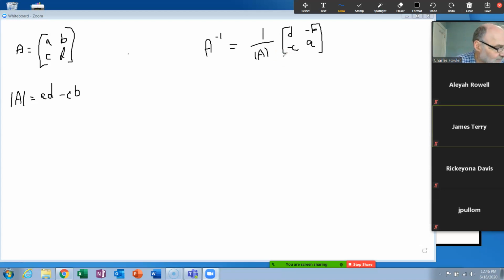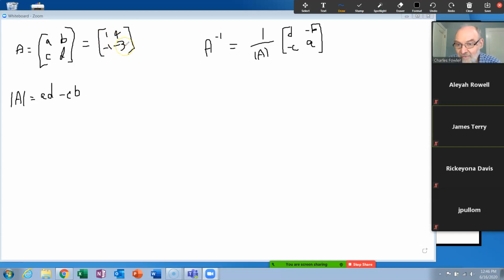Now, let's go back to that first one we did. Example 2. Flip back to example 2. 1, 4, negative 1, negative 3. What if A was, this is one we've already done, 1, 4, negative 1, negative 3. Okay? First thing you do, find the determinant.